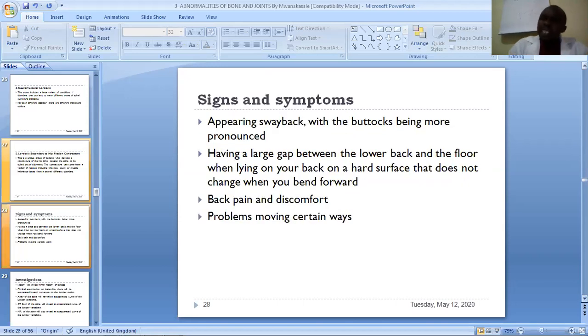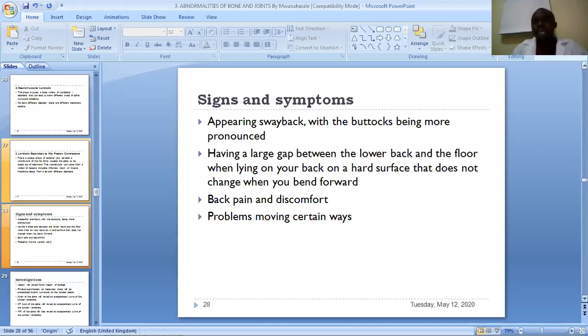Now let's look at the signs and symptoms that are associated with lordosis. One, they can appear sway back. You'll actually be able to tell that someone has lordosis when you just look at the posterior aspect of the lumbar region.